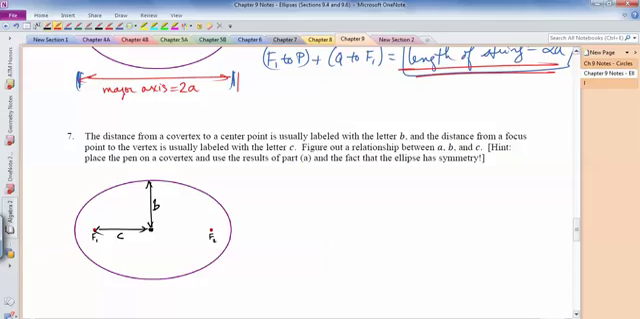And then we're supposed to figure out a relationship between A, B, and C. And the one thing we know now, the major axis equals 2A, which is also the length of the string. And the hint here is put your pen on a co-vertex. So we'll put the pen right here. So the string would look like this.